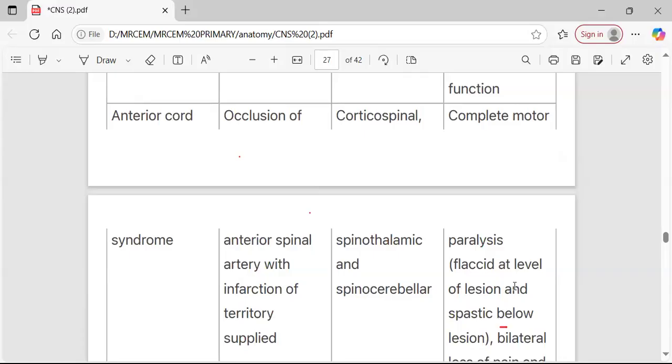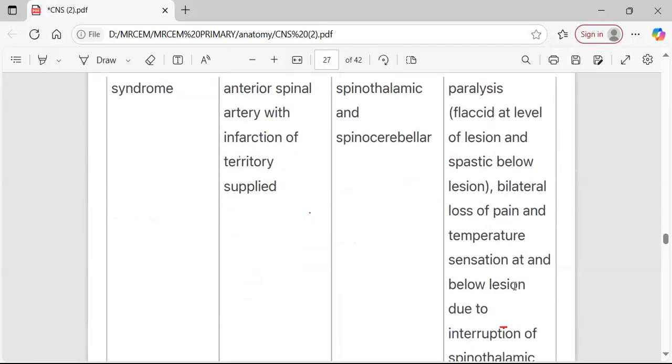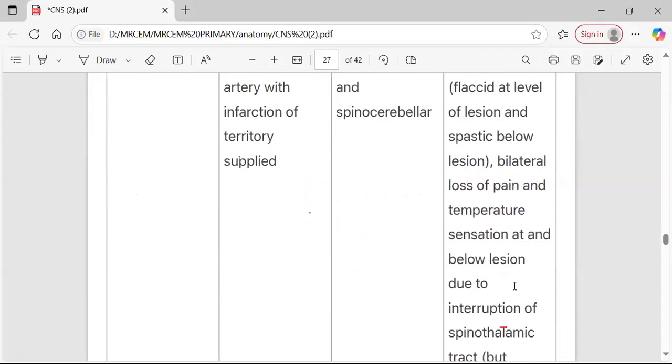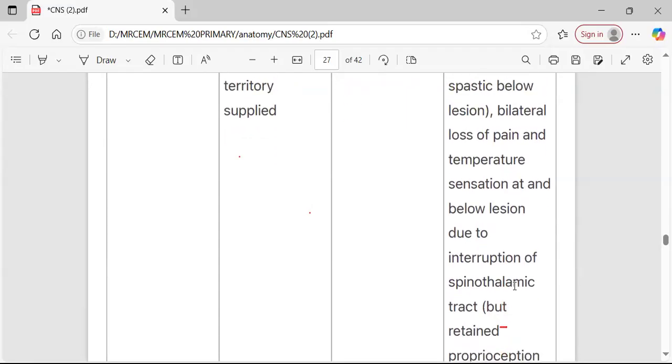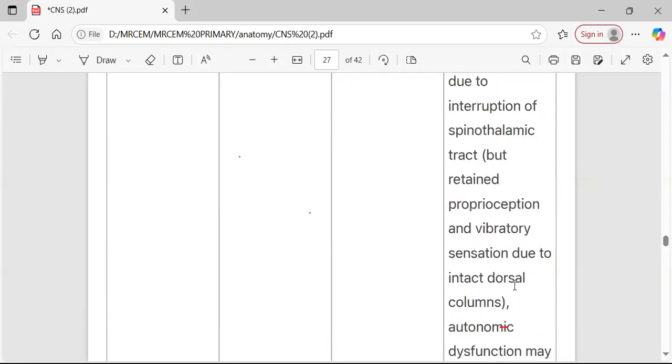Anterior cord syndrome: where there is anterior cord syndrome, there will be no involvement of the posterior column. So there will be complete motor paralysis and bilateral loss of pain and temperature. As only the dorsal column is spared, in the exam they will give that the patient's proprioception, vibration, and fine touch sensations are intact. That will be the clue in the exam.